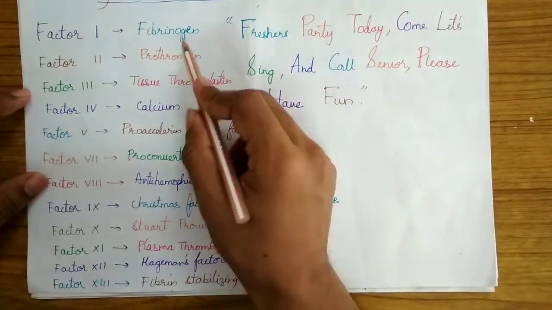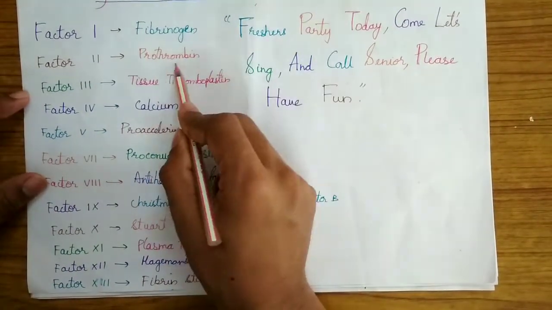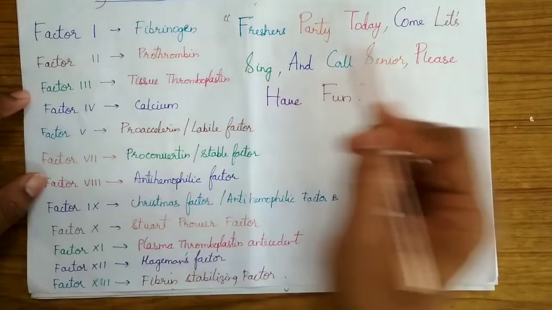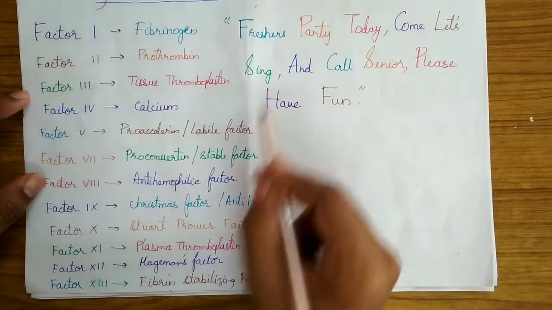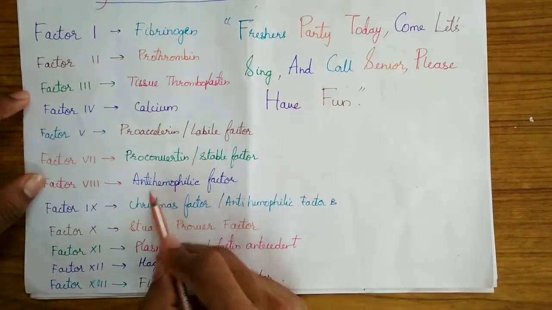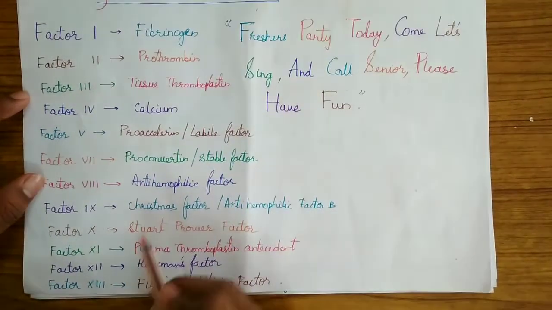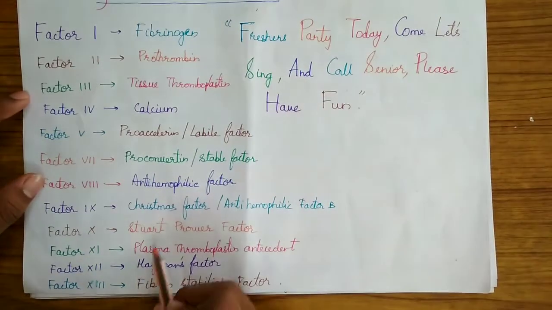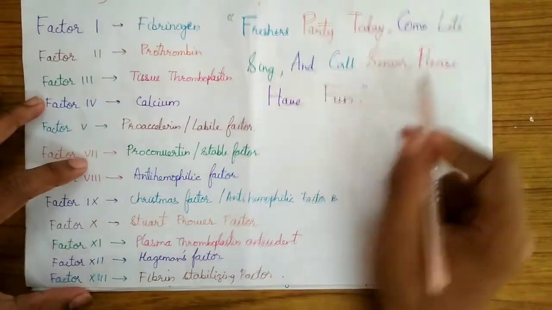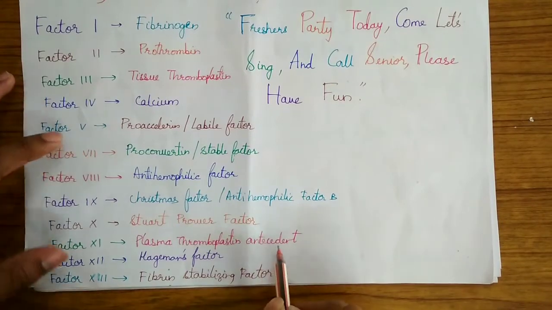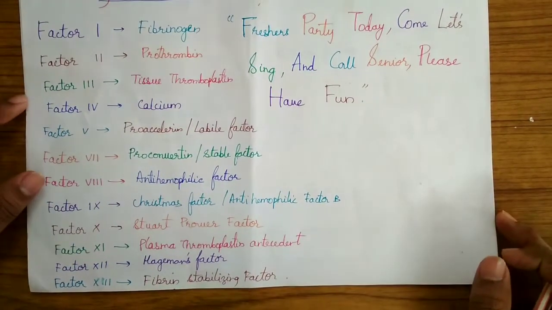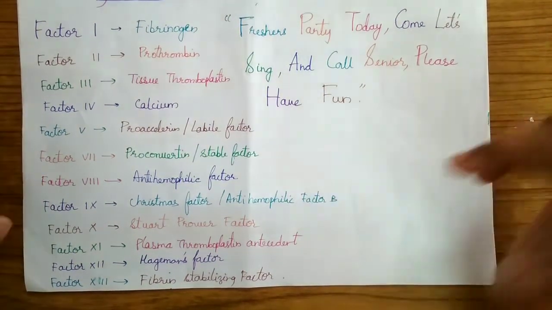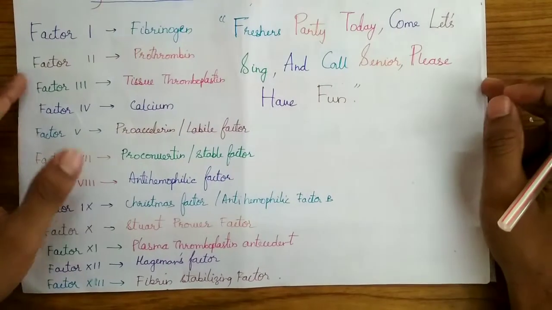So freshest is fibrinogen, party is prothrombin, today is tissue thromboplastin, come is calcium, let's is labile factor, sing is stable factor and anti-hemophilic factor, call is Christmas factor, senior is Stuart-Prower factor, please is plasma thromboplastin antecedent, have is Hageman's factor and fun is fibrin stabilizing factor. I hope you are thorough with these clotting factors with the mnemonic.